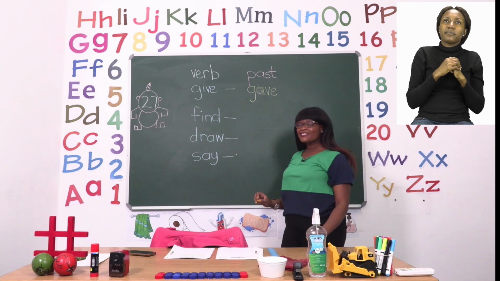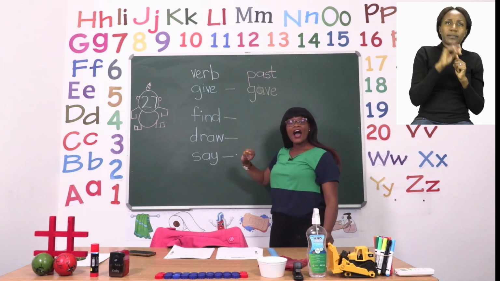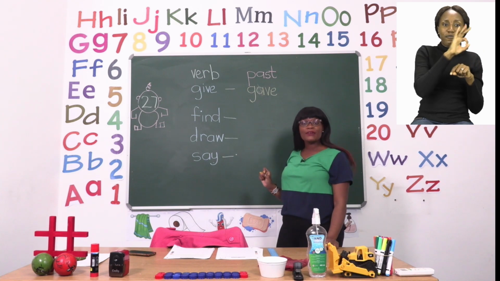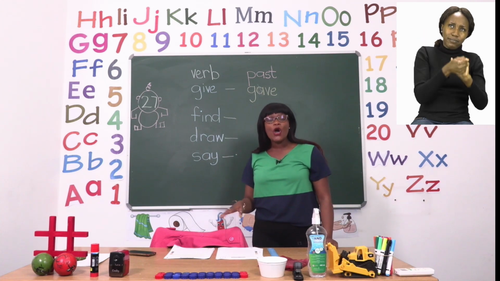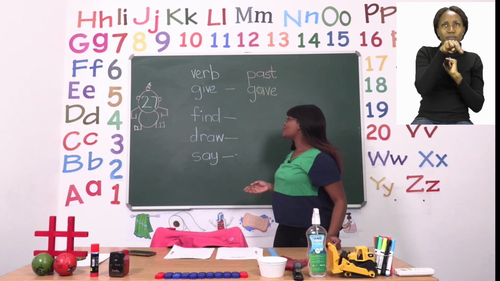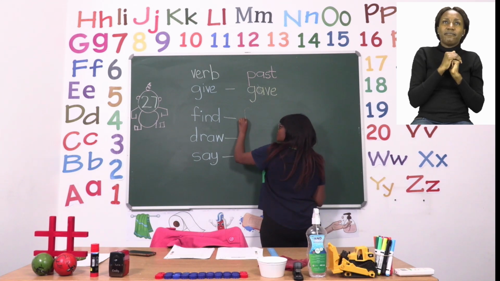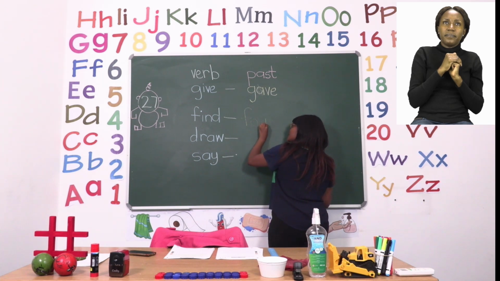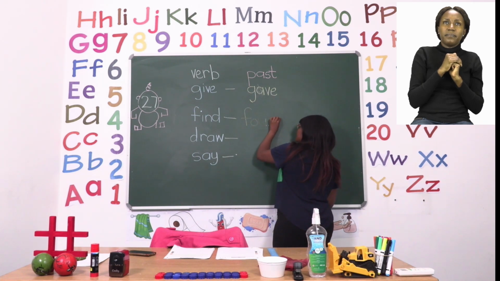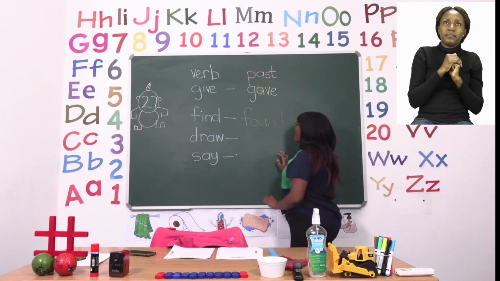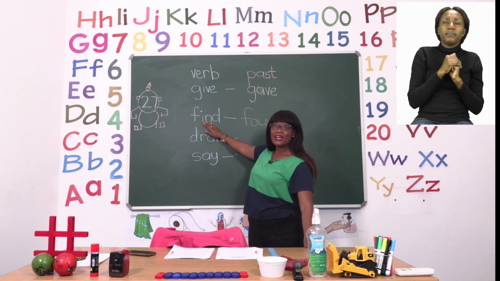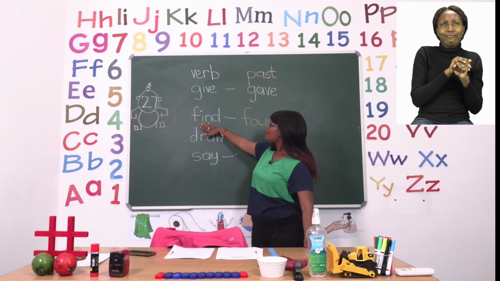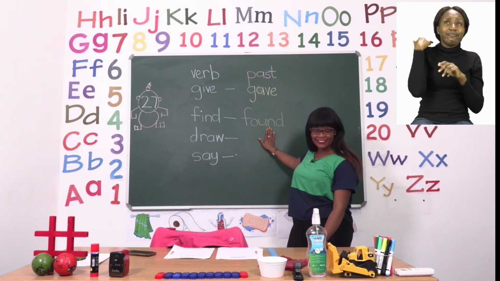Now the next one is the word find. I find the pencil. But if we want to put the word find in past tense, we now have to say I found the pencil. So we're going to write the word found. You can even copy these words now as I'm doing them so that it'll be easier for you as you go along. So this is our word found. I found the pencil. As you can see, it looks very different from the word find. So the past tense of find is found.